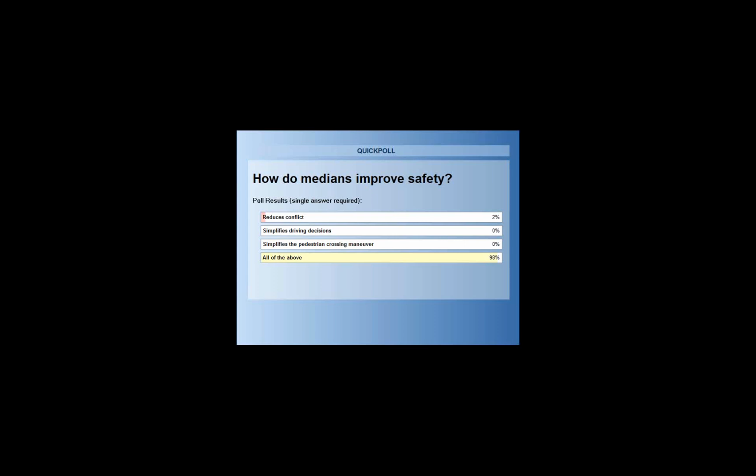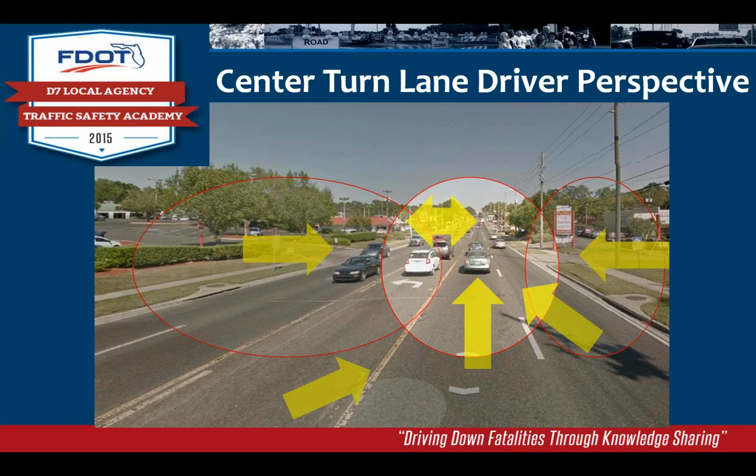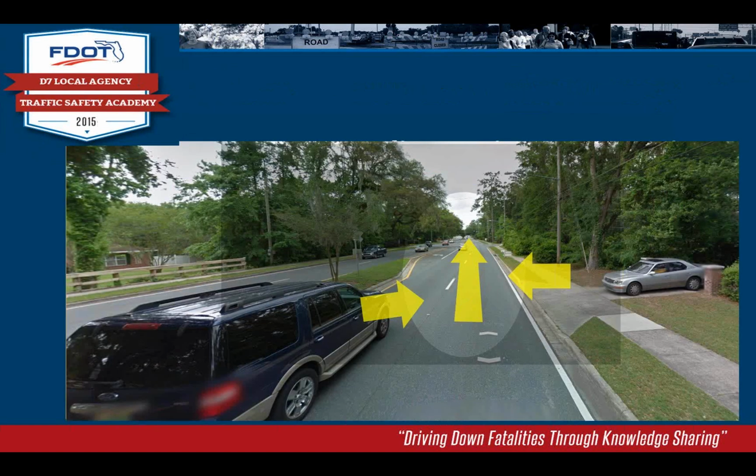So just what we said. There's less conflict. It simplifies the driving task. It simplifies the pedestrian task also. As a driver going down the road on a 5-lane section, the arrows basically show you where your eyes need to be scanning, and this is a large area. Simply by putting down a median, the driving task is simplified greatly, and you can see that. This is one of the main reasons that there will be fewer crashes.